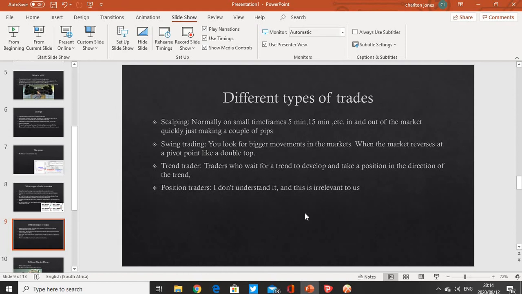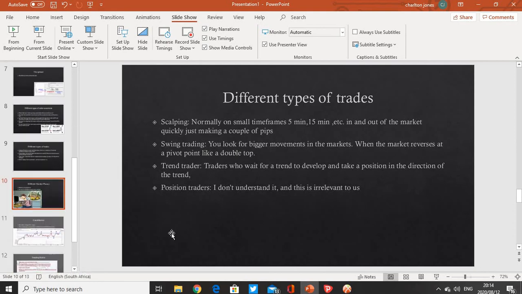And then you get position traders. I don't understand it completely, and it's irrelevant. Well, I do understand it, because it's just people who invest in Forex basically. So if you look at the economics in South Africa and you see, okay, the rand's going to do terribly in the next few years, you would buy dollars and sell rands and then hold that position for long. So they're investors in Forex, not traders. It's not what we do.